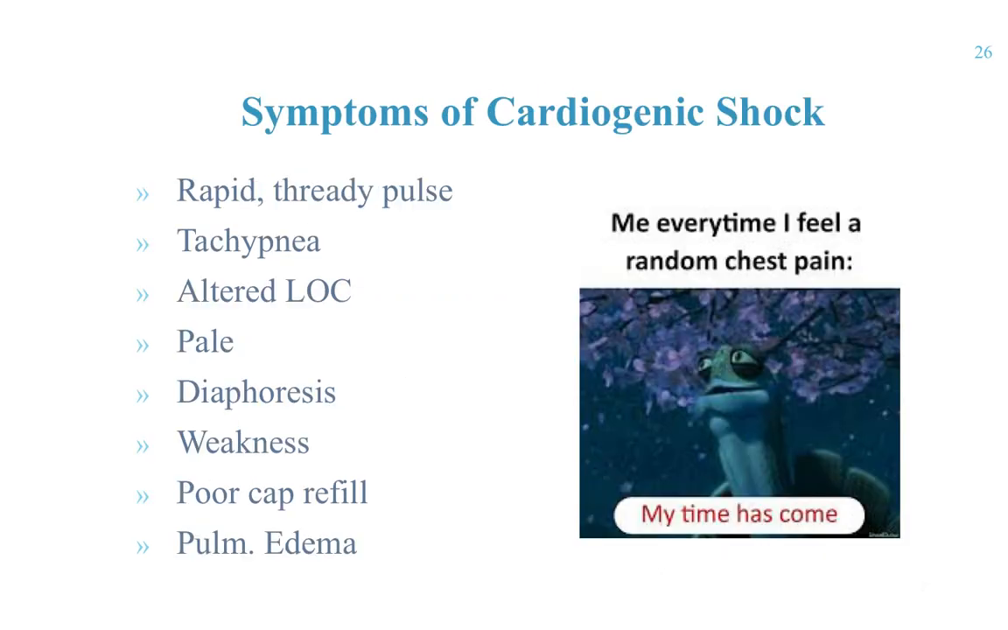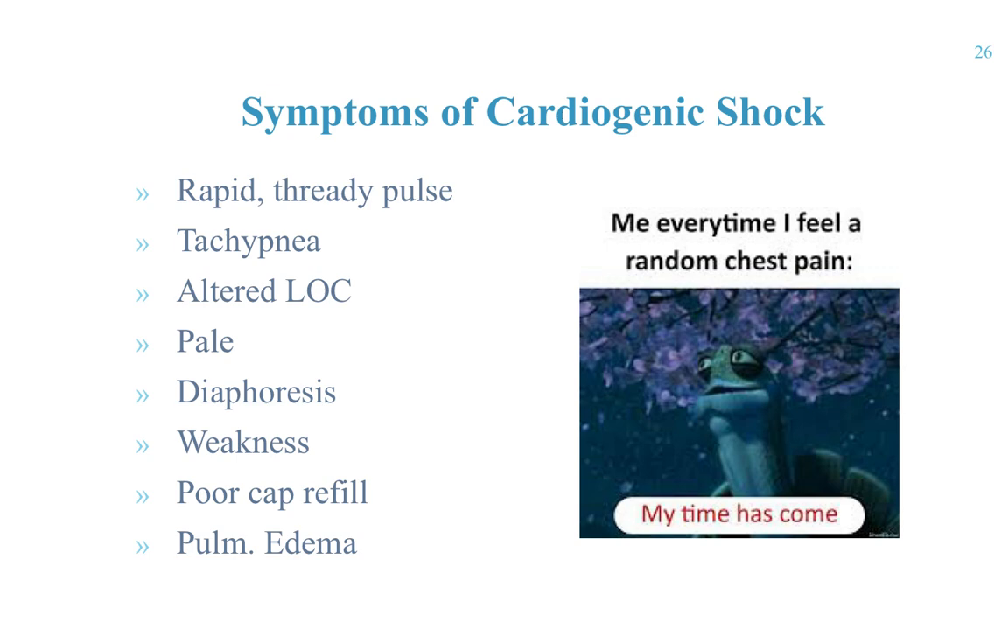Symptoms of cardiogenic shock. So a rapid thready pulse, tachypnea, altered level of consciousness, right? We're not perfusing our brain, and that's going to alter our level of consciousness. Diaphoresis, pale pallor. Poor cap refill. Remember, less than 2 seconds is normal. Greater than 3 to 5 seconds, then we're going to start worrying.